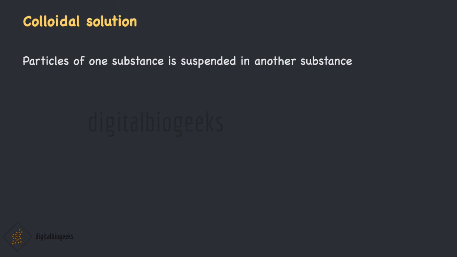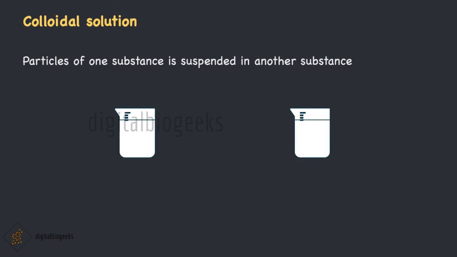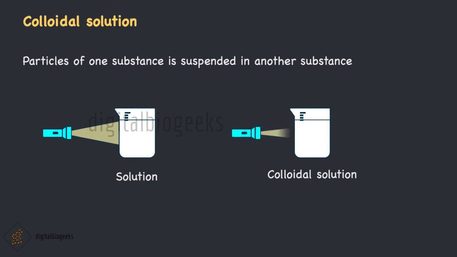Milk is a colloidal solution. The particles are smaller, but they can scatter the beam of light through it. Take a solution in a beaker and another one a colloidal solution. Here, solution particles will not scatter the beam of light that passes through it. But the particles of the colloidal solution scatter the beam of light and we can see the path of light. This is called the Tyndall effect.